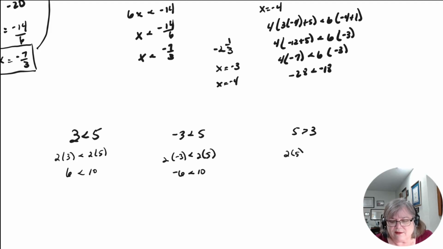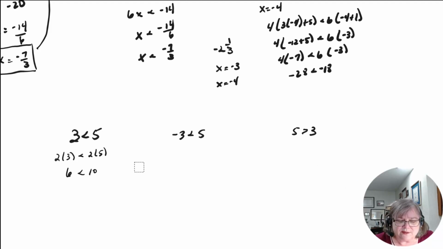2 times 5 greater than 2 times 3. This is 10. This is 6. Yeah, it's still greater than. Okay, so the truth stays the same. What happens if we multiply or divide by a negative?